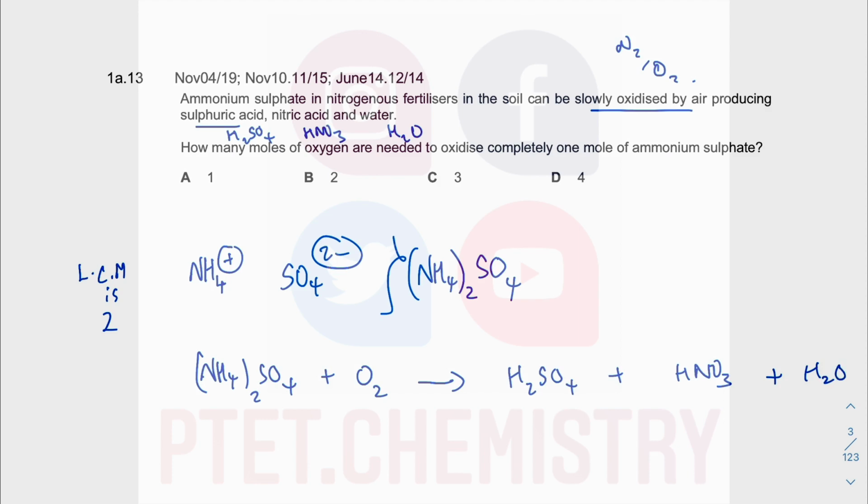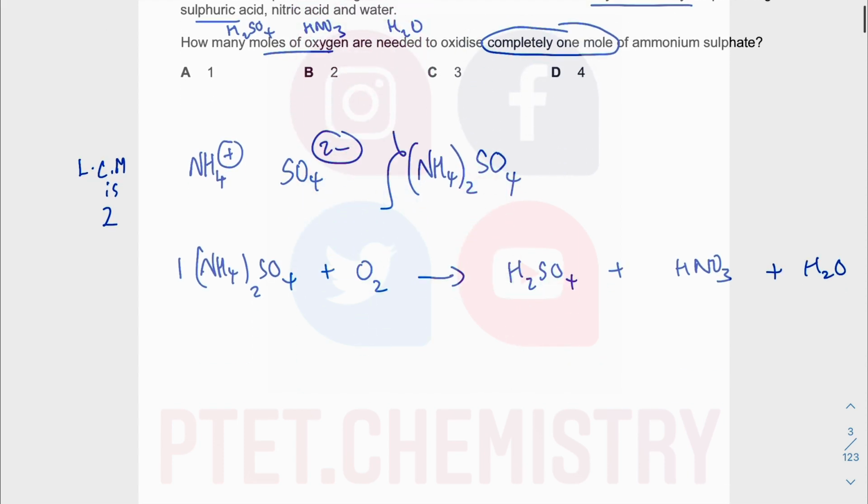Okay, so how many moles of oxygen are needed to oxidize completely 1 mole of ammonium sulfate? So I cannot change the number here. It has to be 1 mole. All right. The thing about balancing this is, you see the sulfate there? 1 of the sulfate is going to give you 1 of the sulfate. So it has to be 1 there. It cannot be any other thing because there's no other sulfur here. Okay. How about the nitrate?